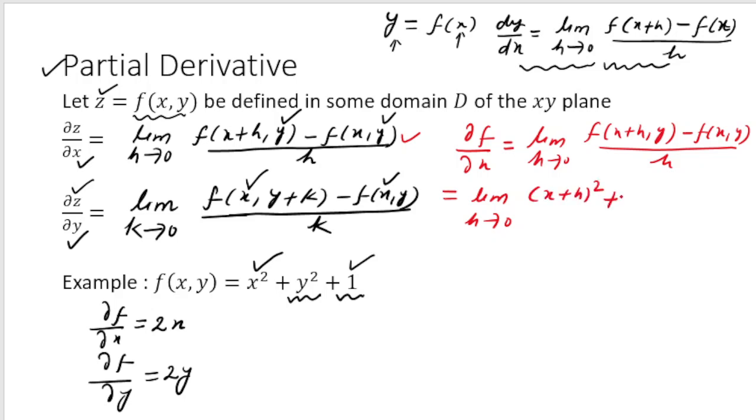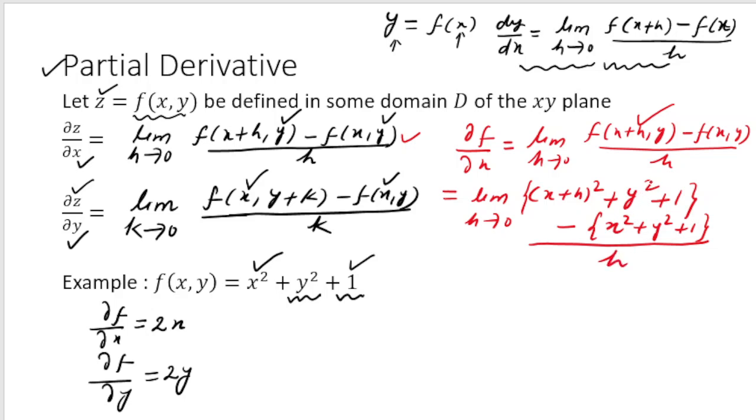In place of y square I am going to put y square, because we have y, and then plus 1, and minus, this is the value of f of x plus h comma y, so this, and minus I have this f of xy, so I will write x square plus y square plus 1, and that I divide by h. So did you notice that this y square and minus this y square will cancel, this 1 and here this will be minus 1, that will be cancelled, and from the first term I will get what?